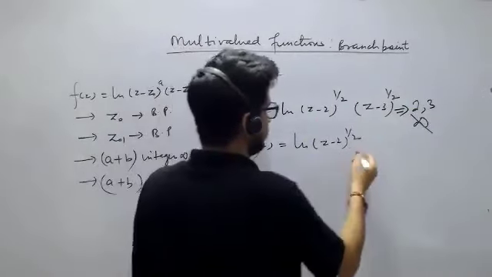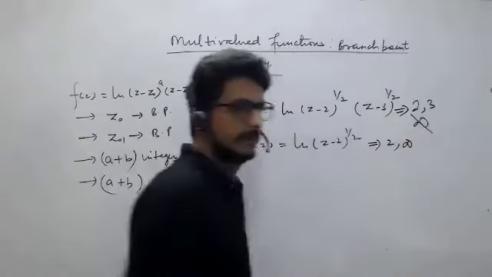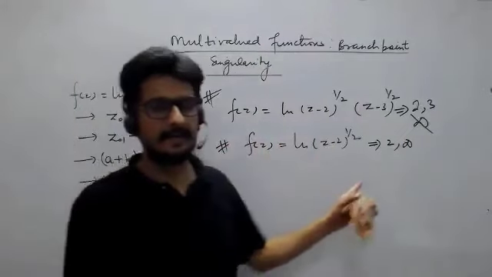And in this case, 2 and infinity will be a branch point. So the first step is to recognize this. Is that clear from this example?